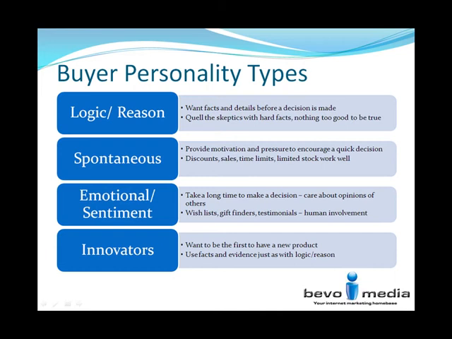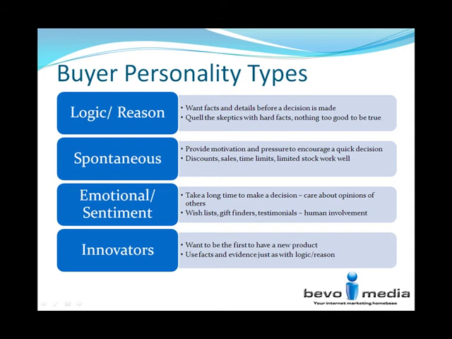Spontaneous buyers are the easiest to sell to. Give them some motivation and put a little pressure on them, and they will make a fast decision. You need to appeal to them on a personal level and convince them to make a quick decision. You can create pressure by having a limited time offer or a limited amount of quantity. Motivation can be had by offering discounts or sales.